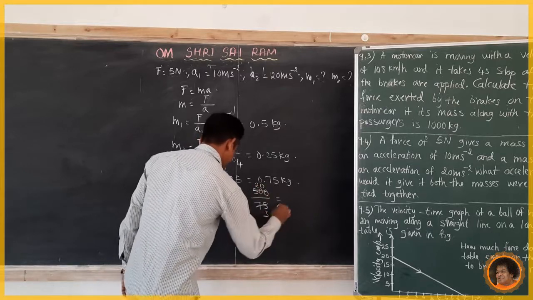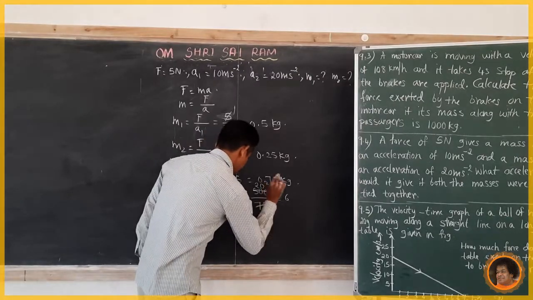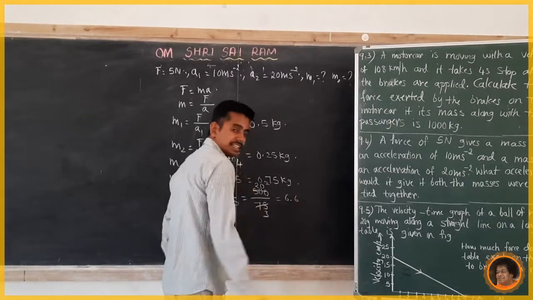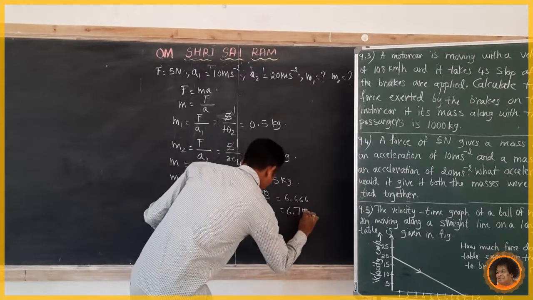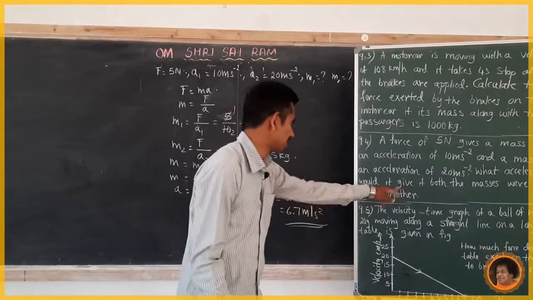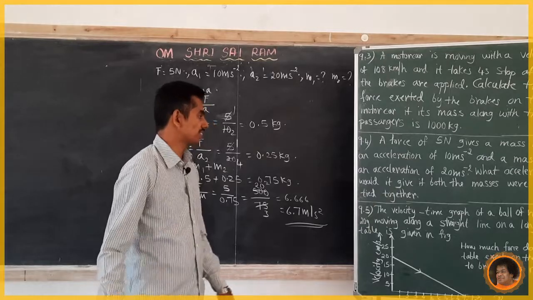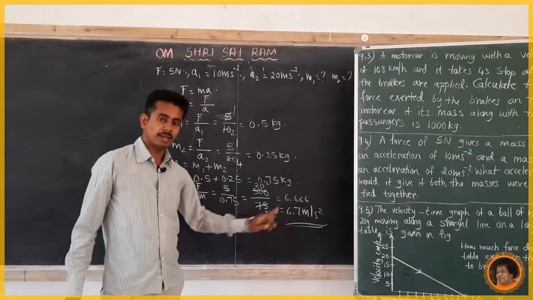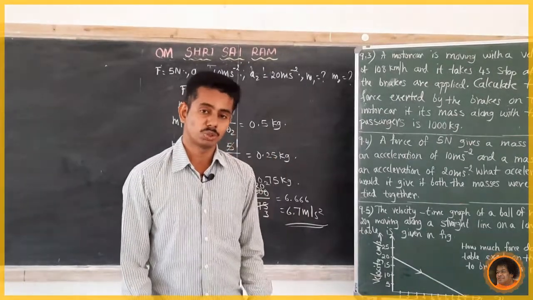Now 20 by 3. 3 6s are 18, now only 2 is left, so put a point and it becomes 20. 3 6s are 18 once again, so 6.7 meter per second square is the answer. What acceleration would it give if both the masses were tied together? The acceleration is 6.7 meter per second squared when the two masses are tied together.